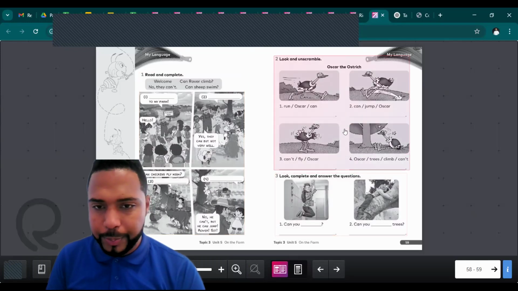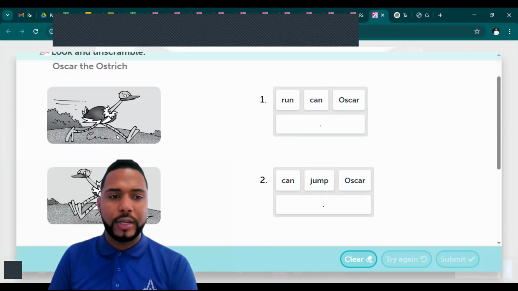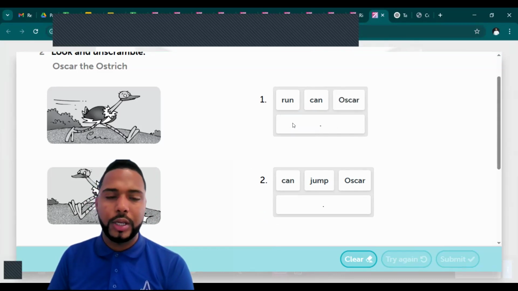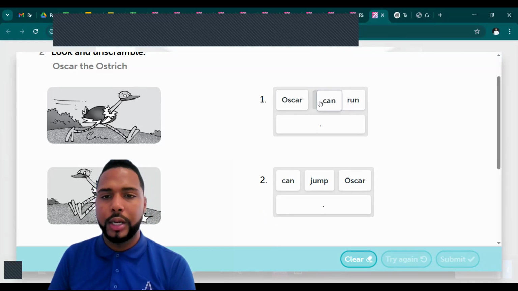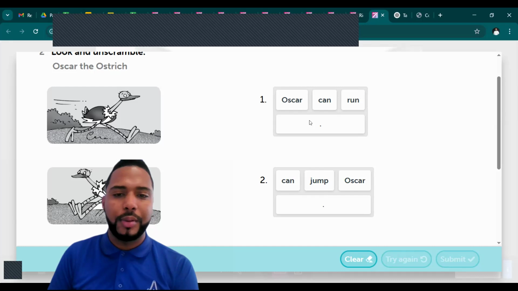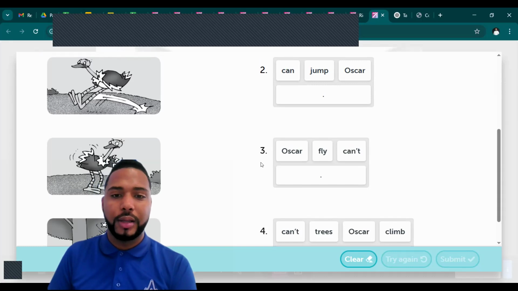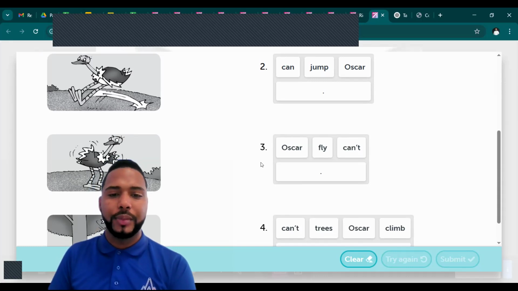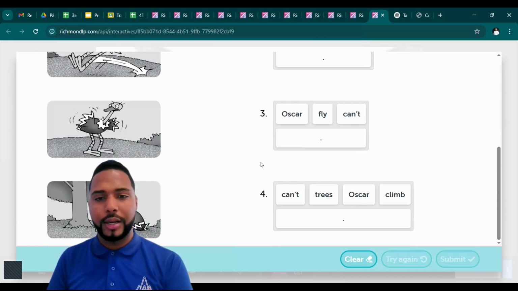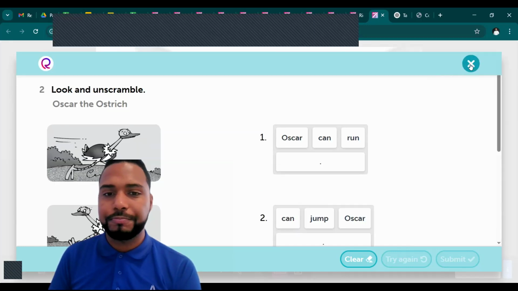And the other page, page number 59, we need to organize the questions. For example, we have the ostrich, Oscar the ostrich. Number one, Oscar, it's not a question, it's a normal sentence. Oscar can run, all right? So then you need to write it on the activity book. The other, Oscar can jump. The number three, Oscar can't fly. And the number four, Oscar can't climb trees. Okay, so this is the way you're gonna organize this on scrambled sentences.